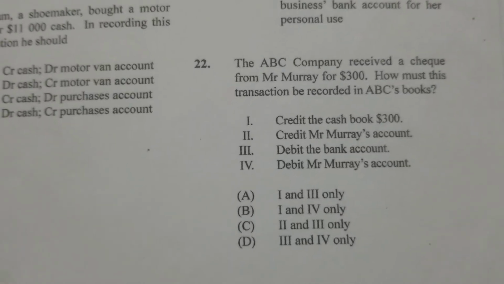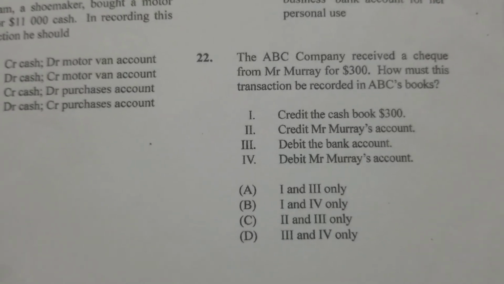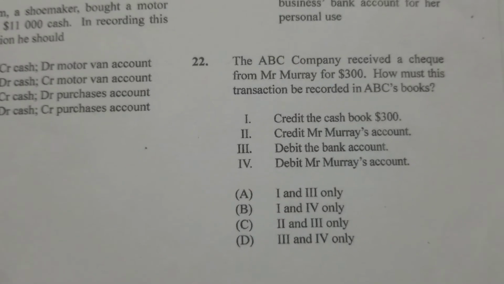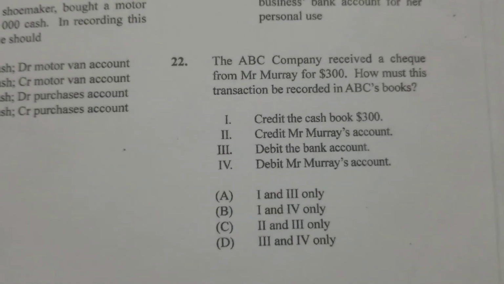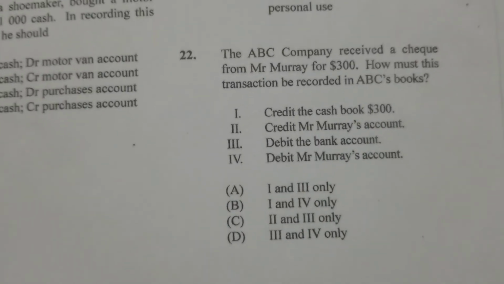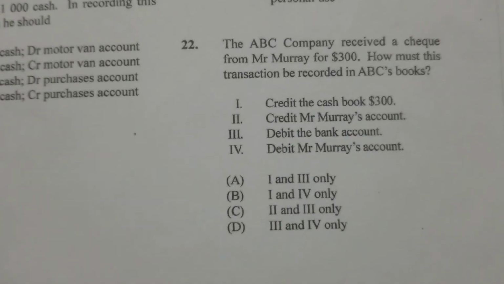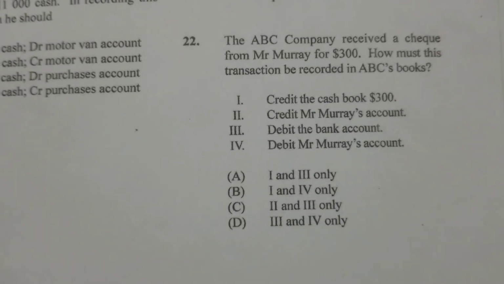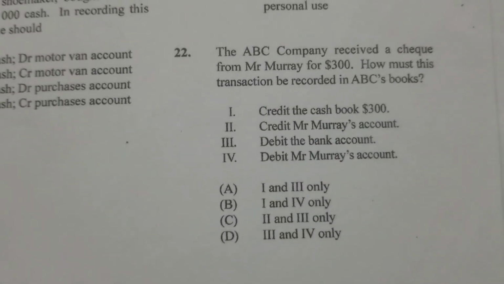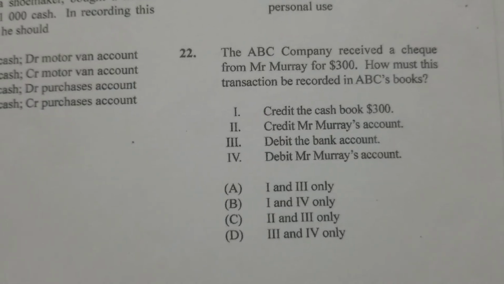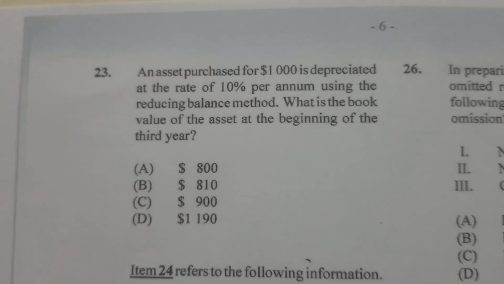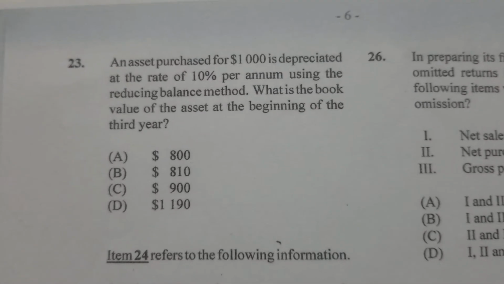Question 22. The ABC company received a check from Mr. Murray for $300. How must this transaction be recorded in ABC's books? The answer for question 22 will be C. Why is it C? C is 2 and 3. 2 is that we are crediting Murray's account because he's paying us. And we are receiving it by check, so we're going to debit the bank account.